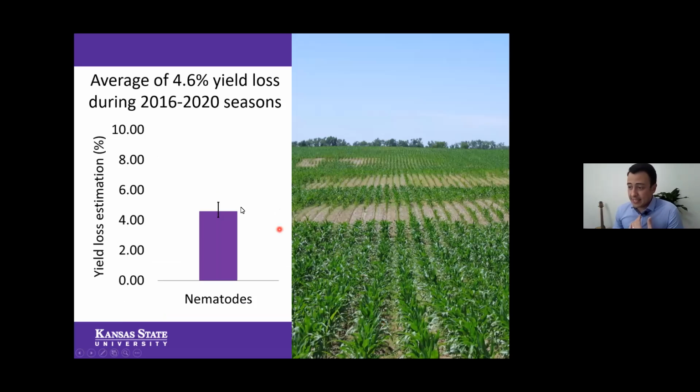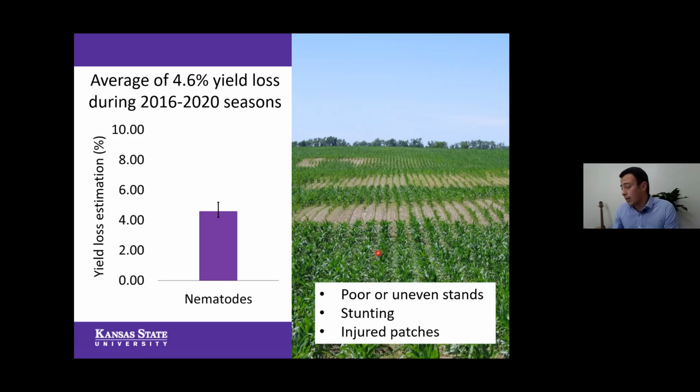So again, this is the same graph. Here I have the yield loss estimation in Kansas, and now I have nematodes instead of Fusarium stalk rot. As you can see, in the past 5 seasons, the nematodes caused approximately 4.6% on average in Kansas. That again doesn't mean that on your farm it would be 4.6; it could be much higher or much lower. It depends. This is just an average across the state. This picture here is just to show you how it looks again. Those patches happen not across the whole field, which they could, but more in patches across the field. Here we see poor or uneven stands, some stunting, and rounded patches, as I mentioned.